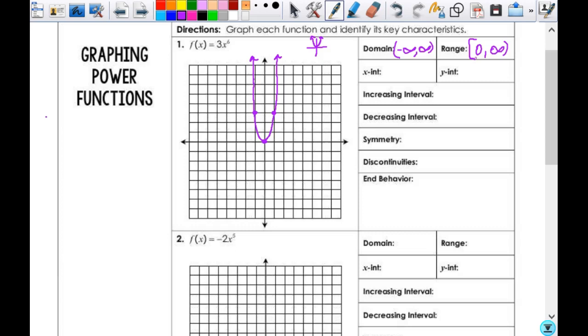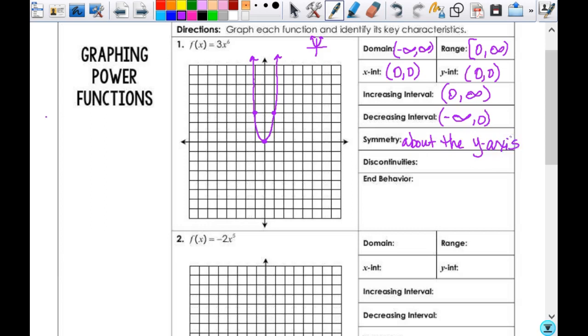All right, x-intercept is what? 0, 0, and if your x-intercept is 0, 0, what's your y-intercept? 0, 0. Is this increasing anywhere? Yes, from 0 to infinity, and it's decreasing from negative infinity to 0. Good. And we have symmetry about the what? The y-axis. Good.